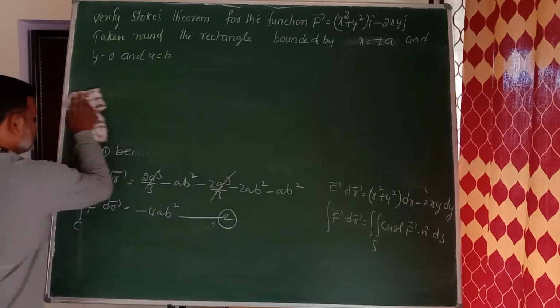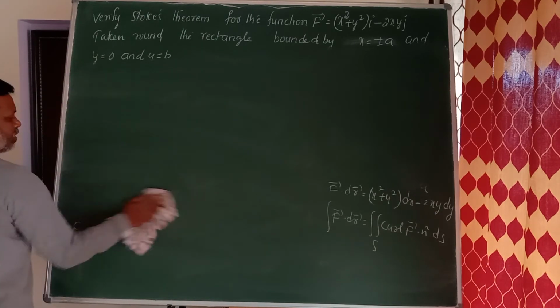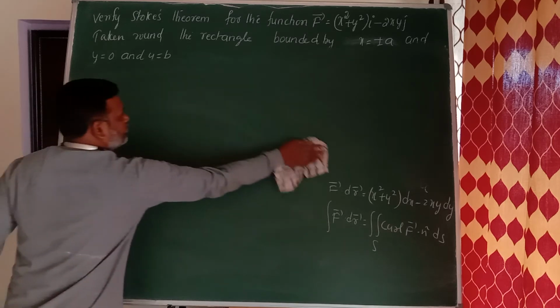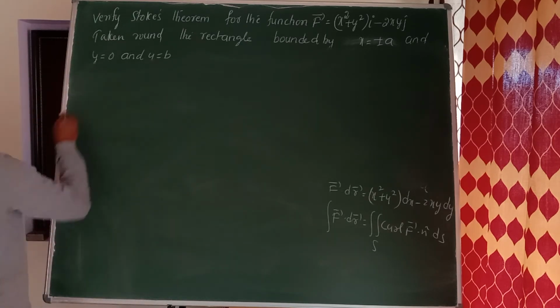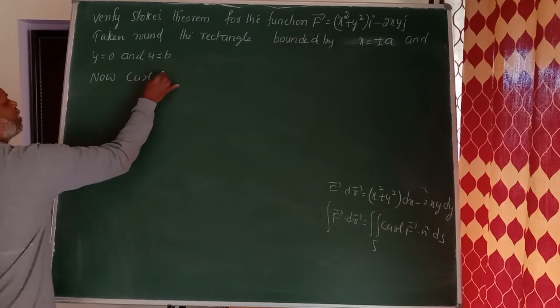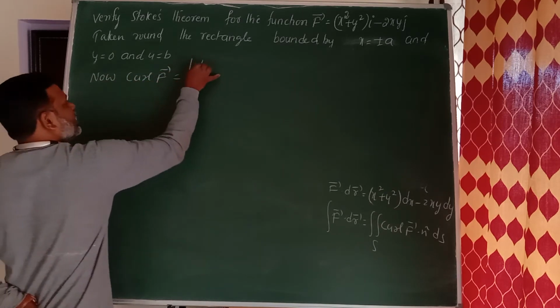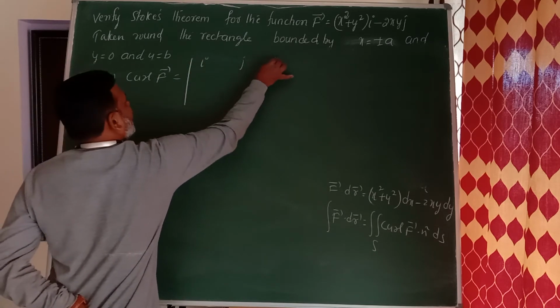Okay. Now let us look at this. Minus 4ab square is the LHS part. Now curl f, instead of curl f you can write del cross f also. Cross product is obtained by the determinant of i, j, k.